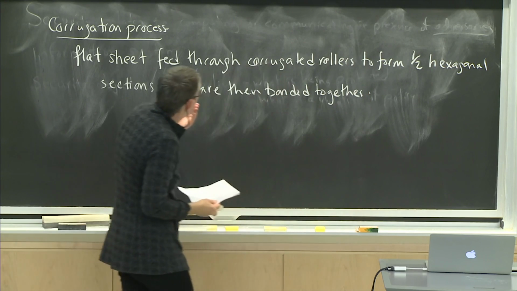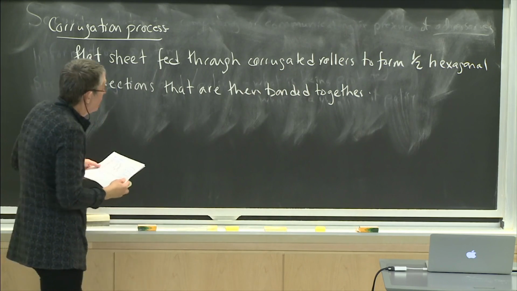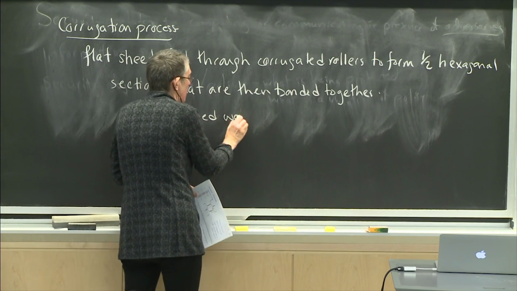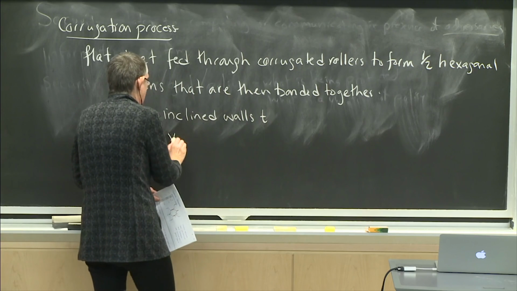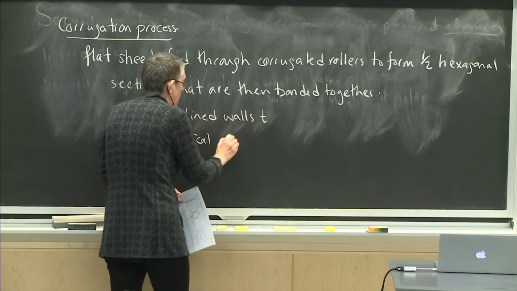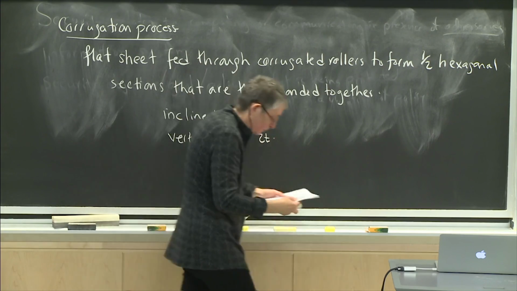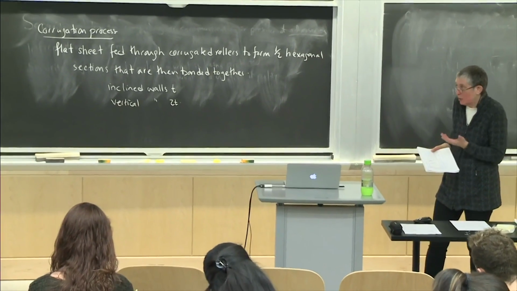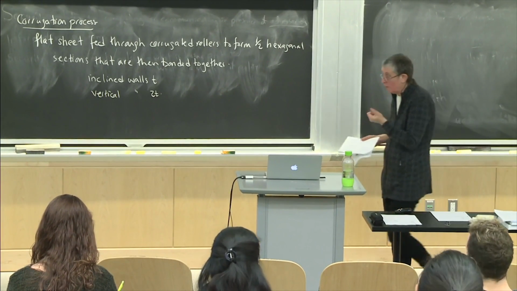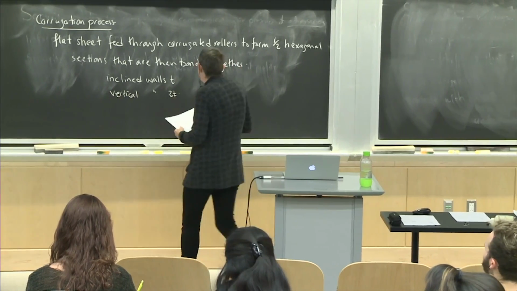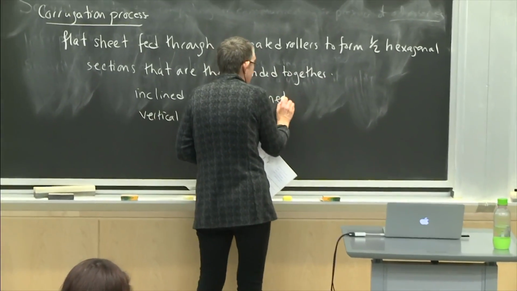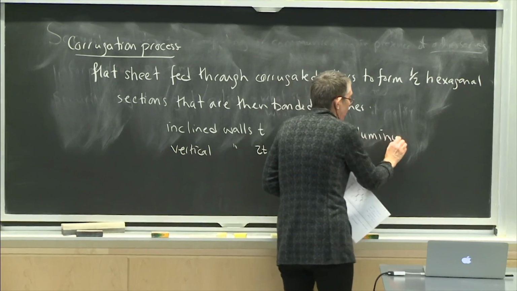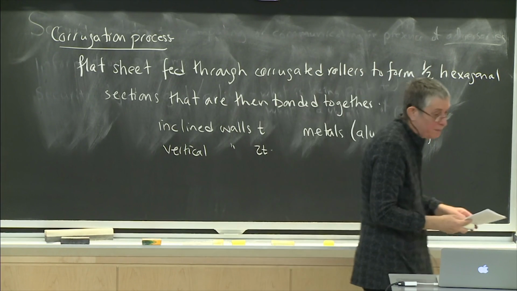And it's the same kind of thing: the inclined walls have thickness T and the vertical walls have thickness 2T. And this corrugation process, you can only really use it in materials that you can deform a fairly large amount to get the corrugations. So typically this is for metals, and aluminum is probably the most common metal that this is used for.